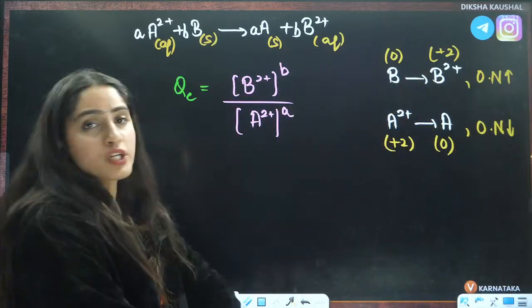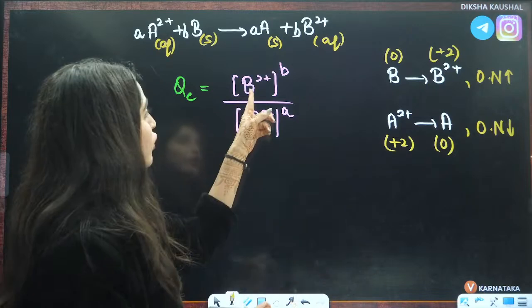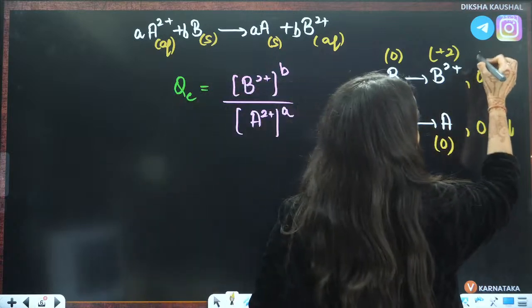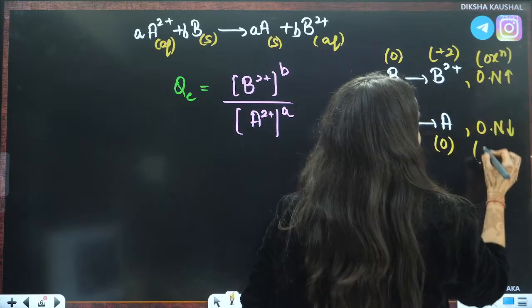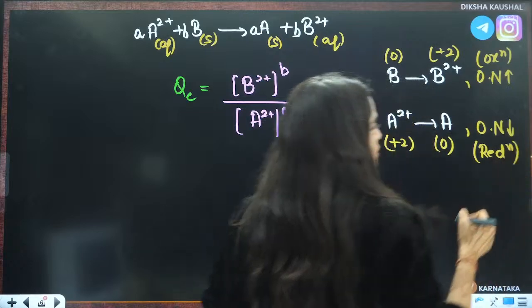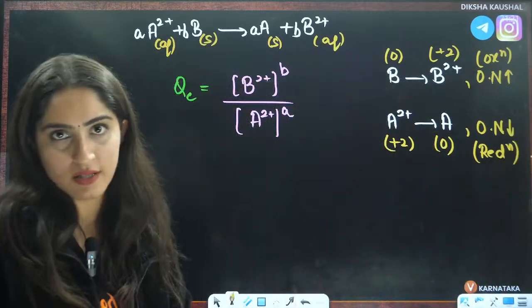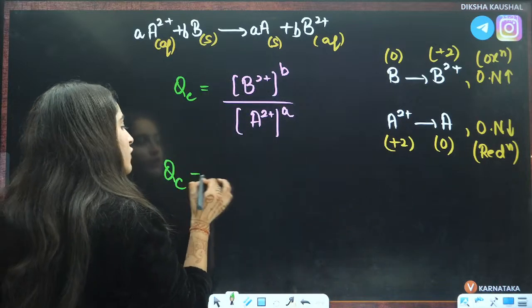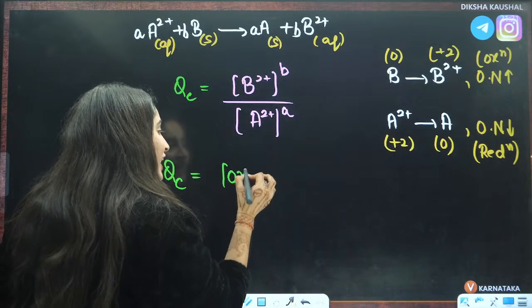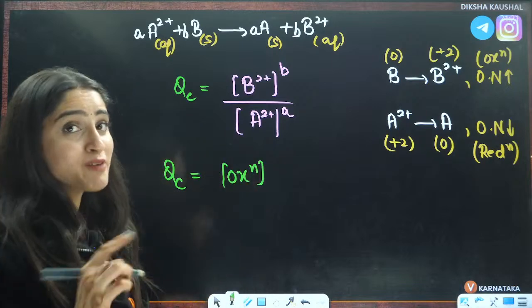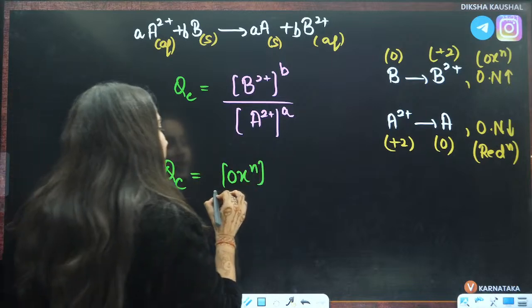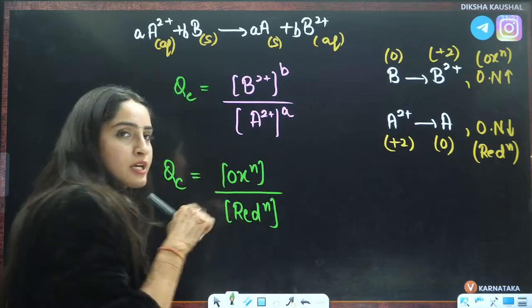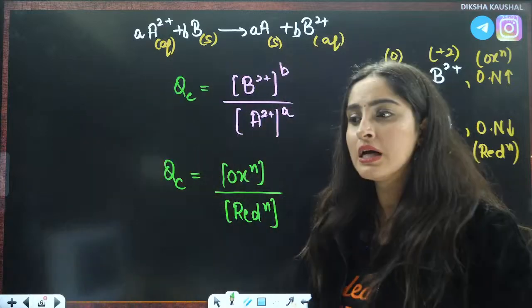When your oxidation number is increasing, that is called oxidation. So can I write oxidation here, and reduction here? Always, in these kinds of questions, QC will be equal to the ion taking part in the oxidation divided by the ion taking part in the reduction, raised to the power of the stoichiometry coefficient.